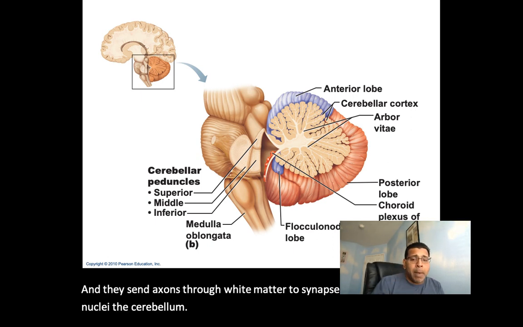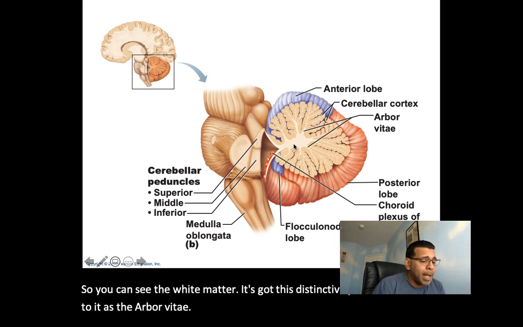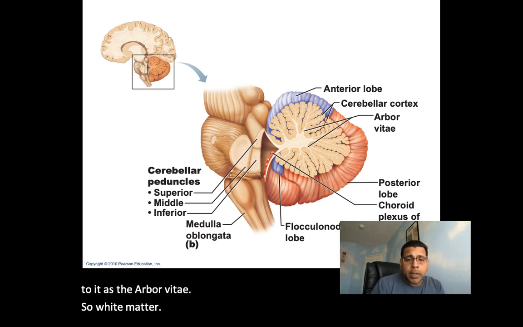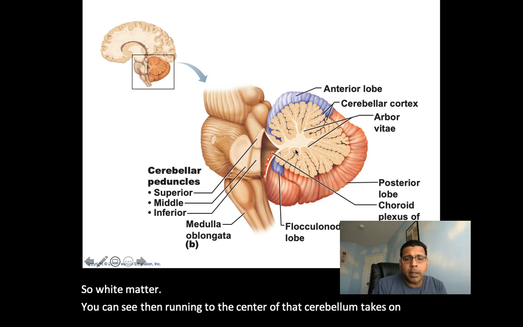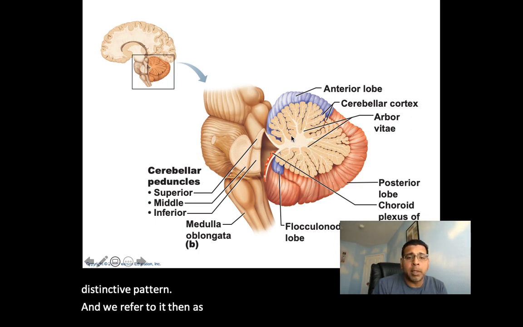So you can see the white matter. The white matter has this distinctive pattern. We refer to it as the arbor vitae. So white matter, you can see, runs through the center of the cerebellum and takes on this distinctive pattern, and we refer to it as the arbor vitae.